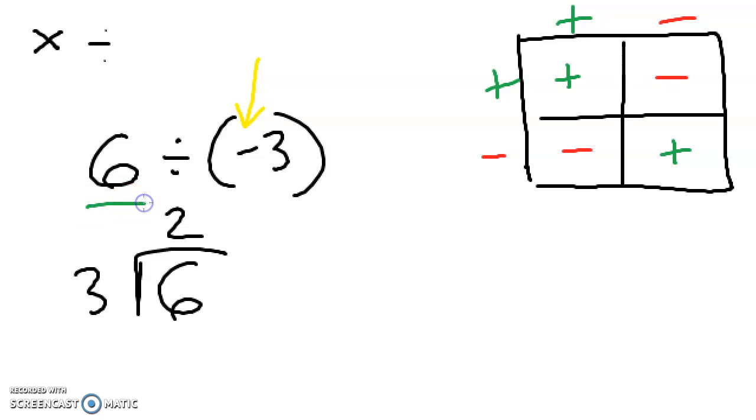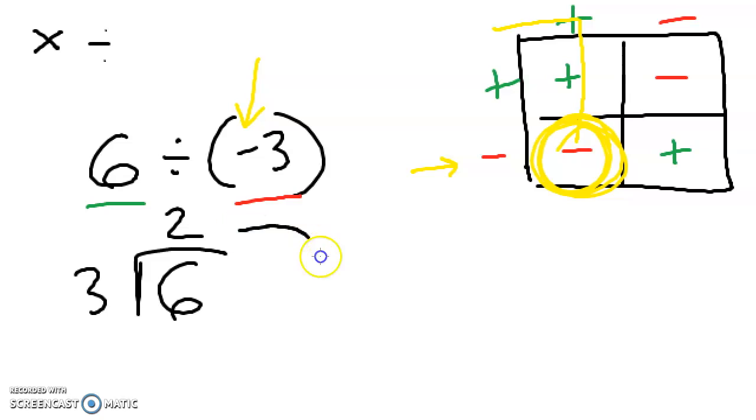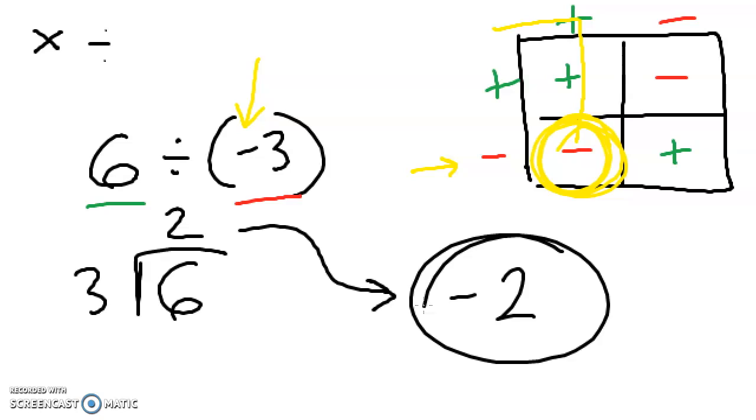So my numbers haven't changed. I still got a positive and a negative. So I'm going to go over to the positive column and down to the negative row. Positive column, negative row. And so I know that my answer, again, is going to be negative.